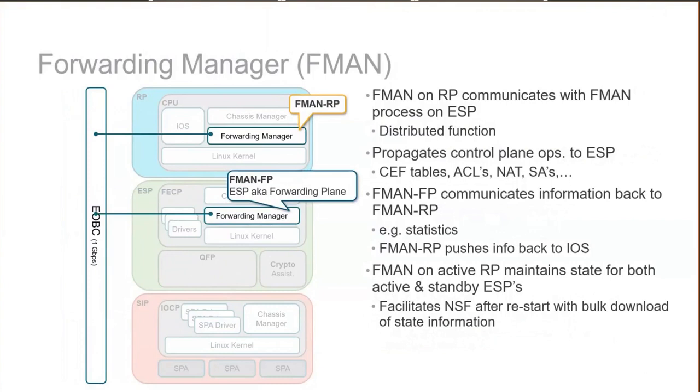So what the forwarding manager does is, whenever we configure anything on the RP, like ACL, SNAT, or the routes that are being learned from other devices, they'll be added into the routing table in the RP first, and then they'll be sent across to the forwarding manager on the ESP, where it programs it in the hardware level, and it sends an acknowledgement back to the RP saying the programming has been successful. So Fman RP and Fman FP communicate with each other to make sure that forwarding works as expected.